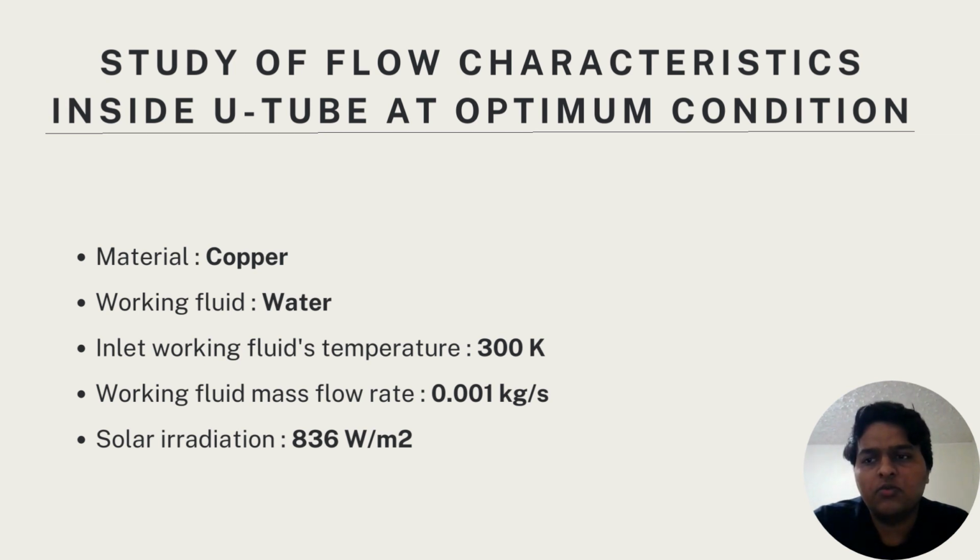The material for the U-tube is copper. Water is considered as the working fluid. The inlet working fluid temperature is 300 Kelvin. The mass flow rate of the fluid is kept as 0.001 kg per second, and the solar irradiation is 836 watt per meter square.